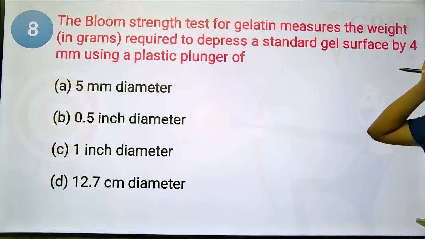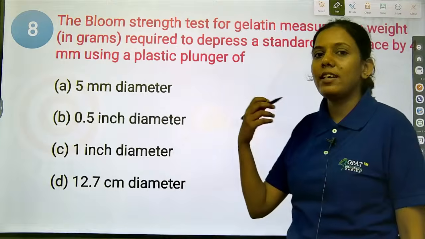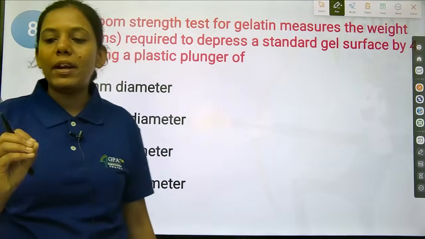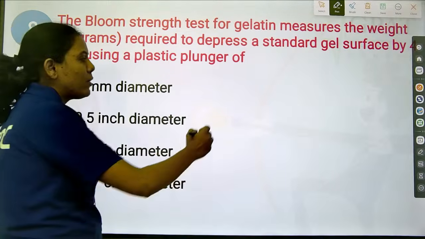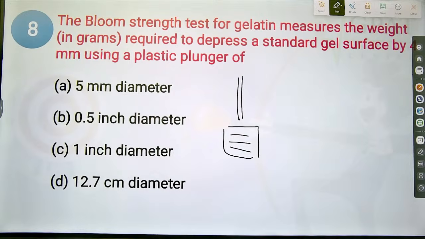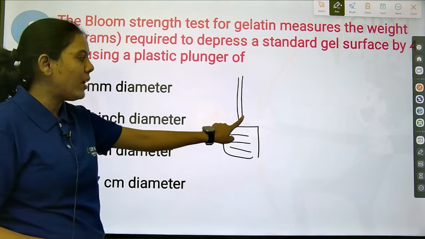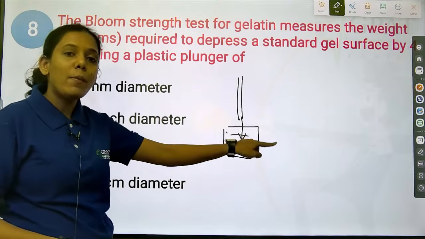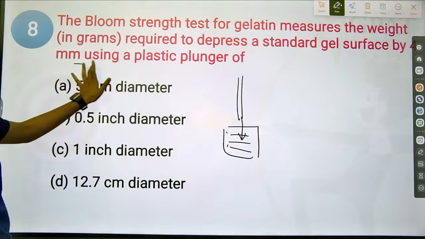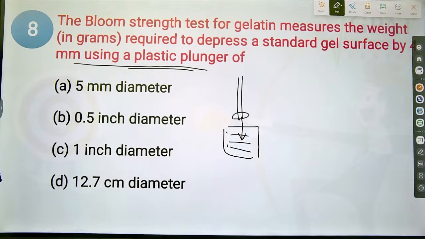So the bloom strength, just now I told you, the bloom strength test for gelatin measures the weight which is in grams required to depress a surface gel. Depress means what? This is a plunger, right? And here you kept your gelatin solution which is held at 10 degrees Celsius for 17 hours. They are telling required to depress a standard gel surface by 4 mm. That means this plunger will go deep inside. How much deep? 4 mm deep. What is the diameter of this plastic plunger? Just now I told you. 0.5 inch diameter. Option B is the right answer.